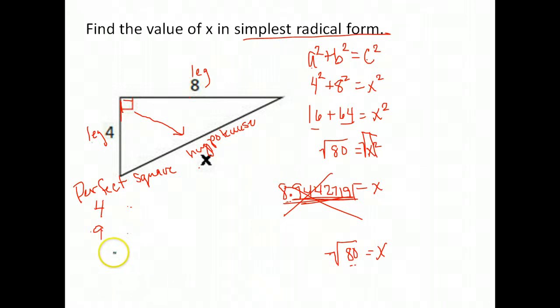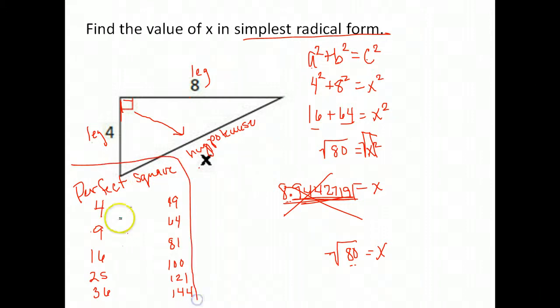What has a square root of 4? 16. 25 has a square root of 5. 36 has a square root of 6. 49 has a square root of 7. 64 has a square root of 8. 81 has a square root of 9. 100 has a square root of 10. 121 has a square root of 11, and 144 has a square root of 12. It would be good for you to have these in your notes or have them memorized. These are the perfect squares up through 12.